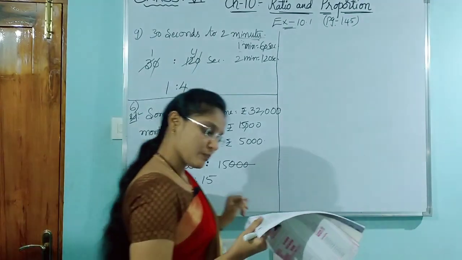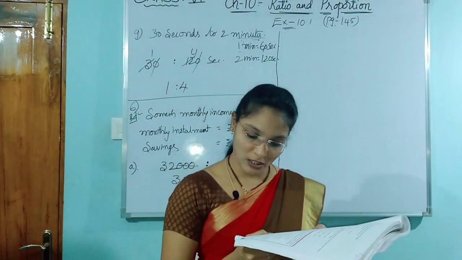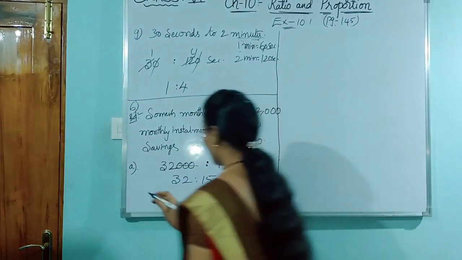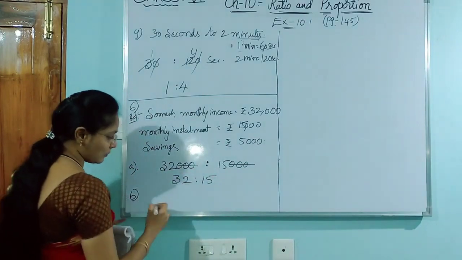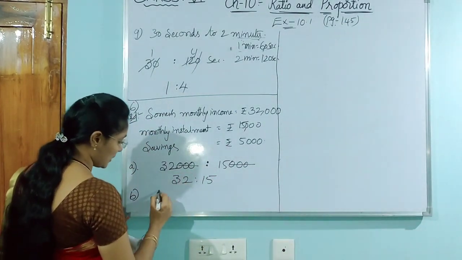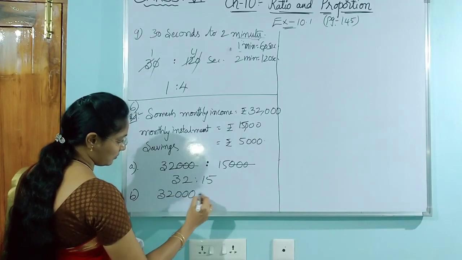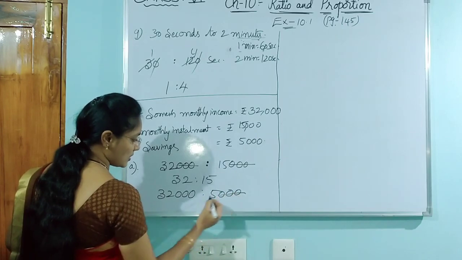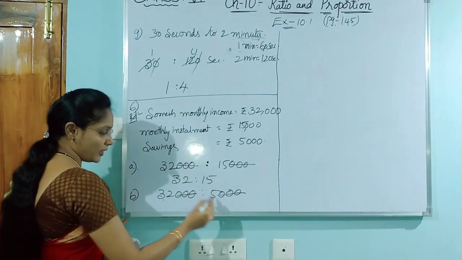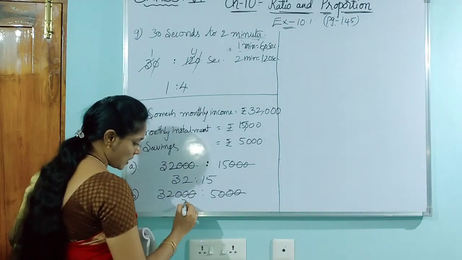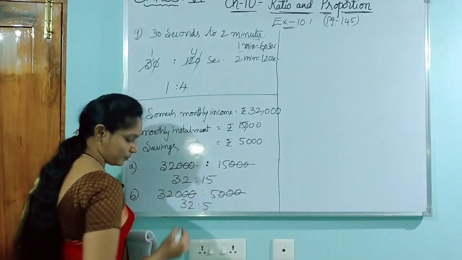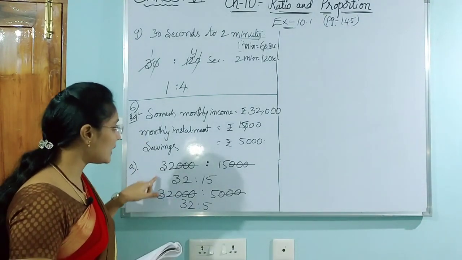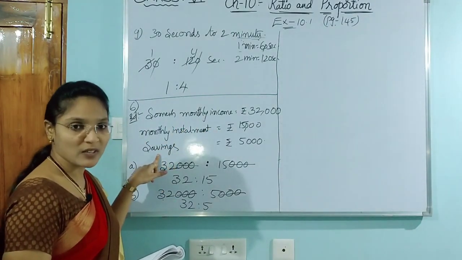Now B bit. Find the ratio of monthly income to the monthly savings. Here only we will write monthly income to the monthly savings. Monthly income as it is 32,000 is to monthly savings 5,000. Again zeros cancel. 32 and 5. There is no common factor. So 32 is to 5 is the ratio of monthly income to the savings.